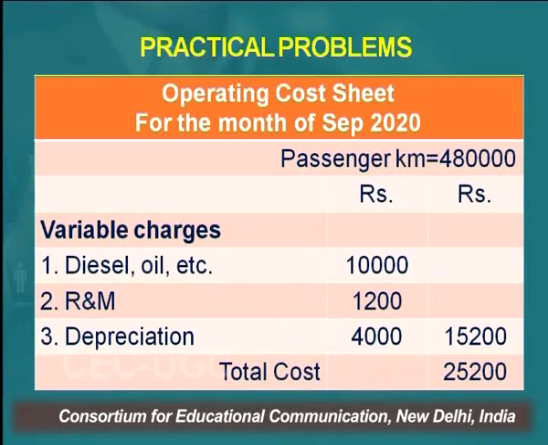You may say it is a semi-variable cost, but by and large we categorize it in the variable cost portion, right? So the repair and maintenance and depreciation are being taken as variable costs. The total of the costs is 6,200 for diesel oil, right? 10,000, repair and maintenance 1,200, depreciation 4,000, right? So that comes to 15,200 as your variable charges, and you add the fixed charges.